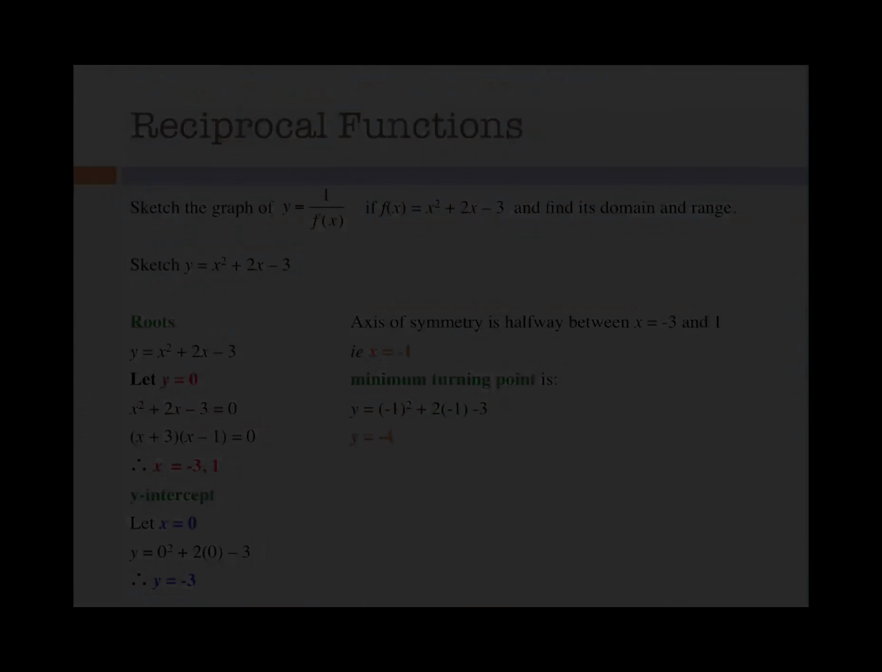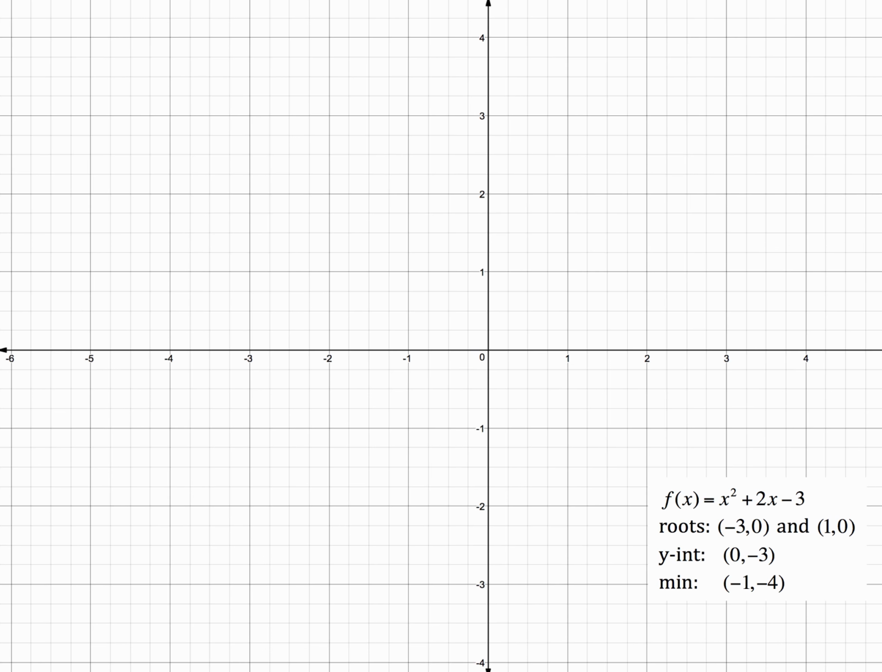Let's go do that. Okay, here I have my number plane, and I'm going to graph the function x squared plus 2x minus 3. I have the roots at minus 3, 0, which is right here. And I have my other root at 1, 0 here. My y-intercept is going to be at 0, minus 3, and my graph is going to have a minimum value of minus 1, minus 4. So let's take a look at that graph.